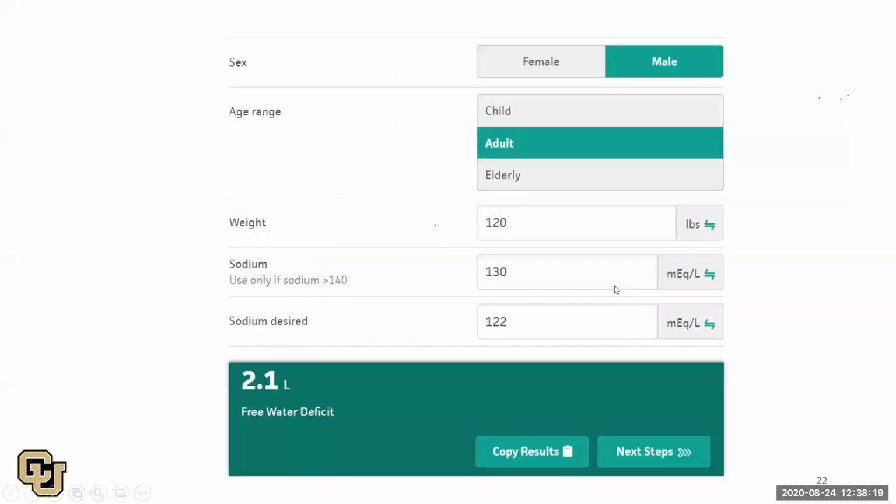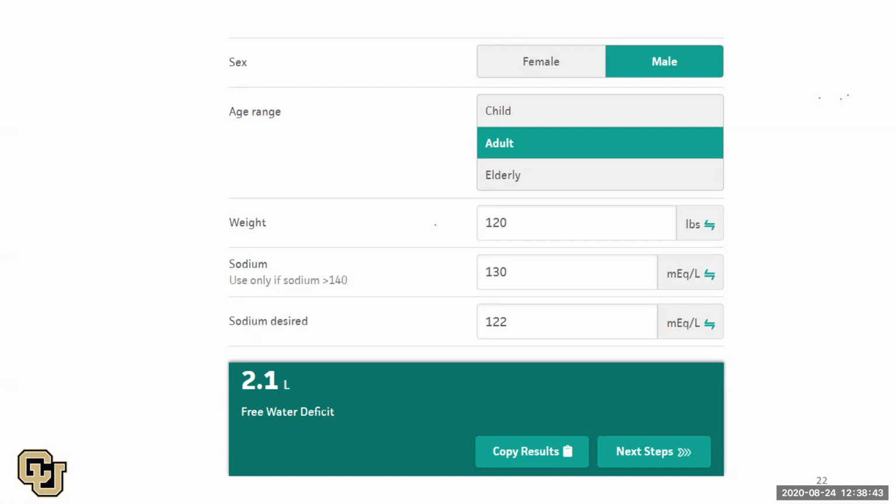And I did that for you for this patient. So basically what you do is you go to your calculator, you put in the sodium they're at. So let's say with that 1 liter normal saline, he jumped from 118 to 130, which is way too high. And we want to bring him back down to 122. The calculator will tell you that this person has 2.1 liter free water deficit.